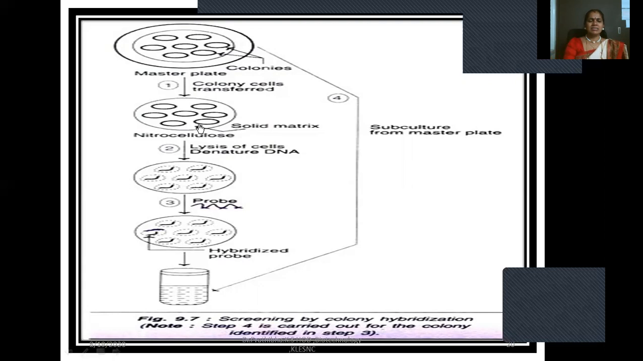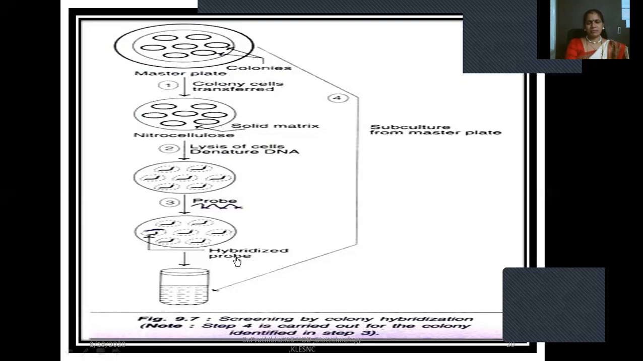Then step 2, lysis of cells, then denaturation of the DNA. Denaturing DNA means hydrogen bonds will be broken down, and double stranded DNA will become single stranded. Once they become single stranded, in the presence of hybridization solution, when we treat with the probes, these single stranded desired DNA probes, if they have the complementary DNA molecule, will hybridize with the respective DNA present in the colonies.